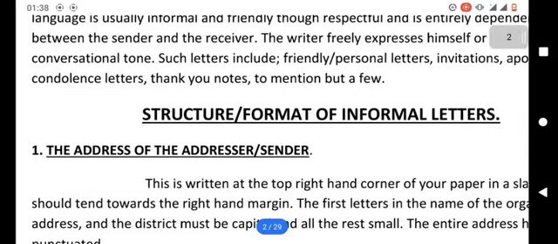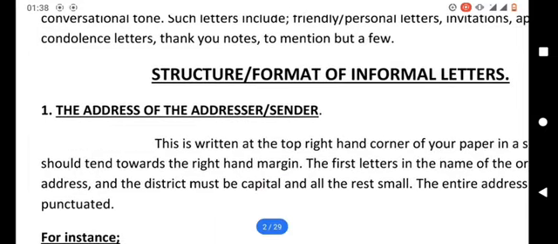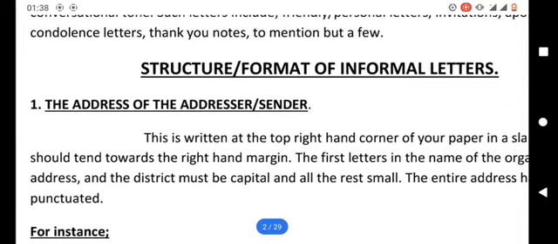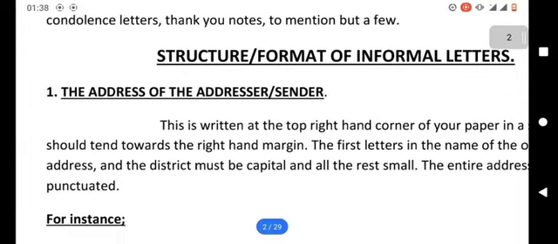If you look at the structure of an informal letter, in this episode, ladies and gentlemen, I'm going to give you the structure of the two types of letters, that is formal and informal letters. Then in the next episode, I'll give you examples of the two letters.